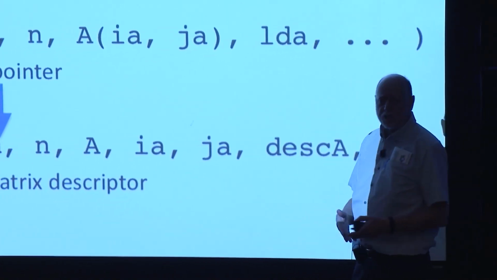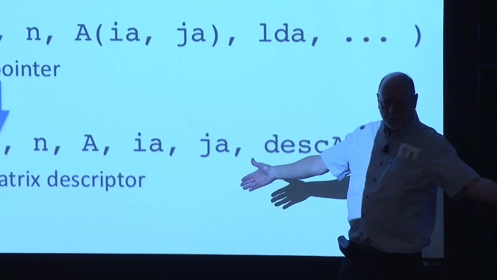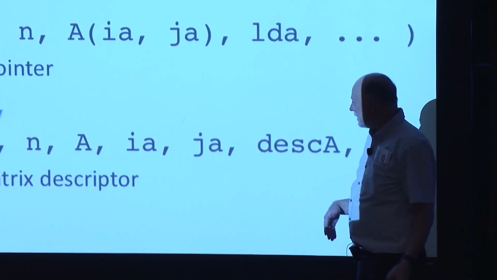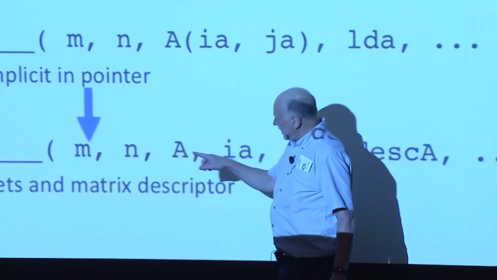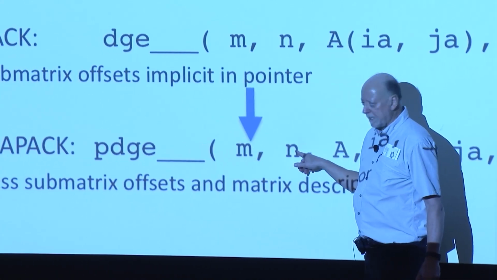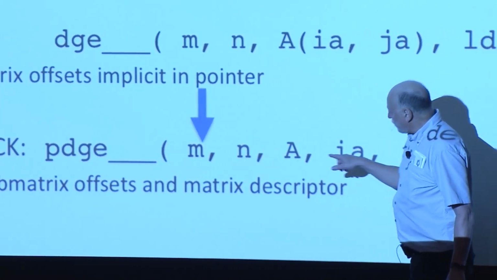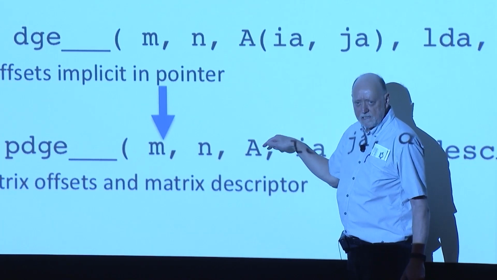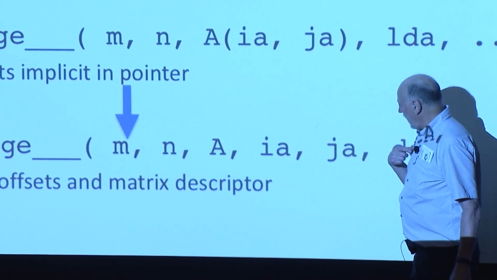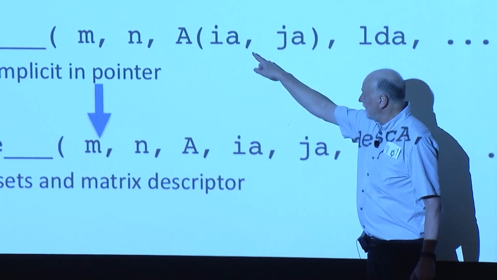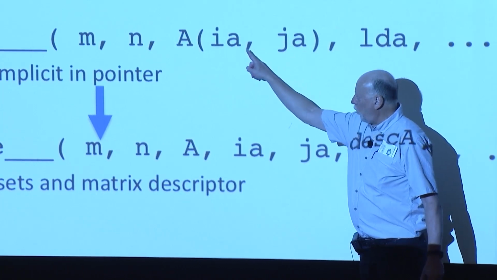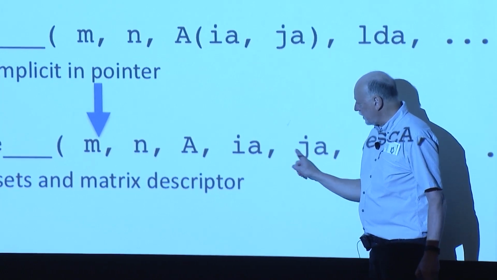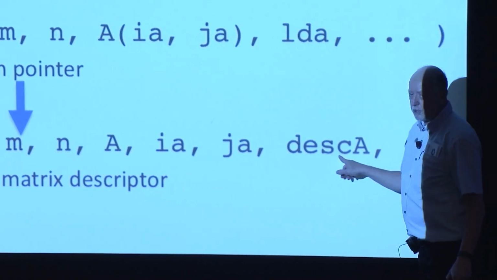In ScaLAPACK, we have this distribution now. The matrix is distributed across the ensemble of processes. The matrix is still the same. It's M by N, so that's a global thing. Each process has a part of the matrix. We pass in the address for that part of the matrix. And then we have this, where we're really intending to point, we actually pass those in explicitly. And then there's a descriptor.